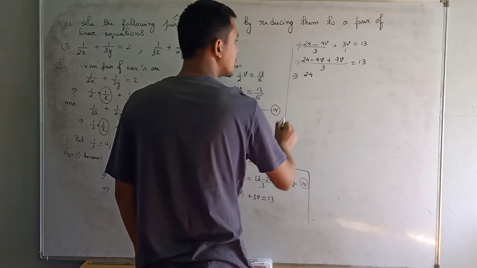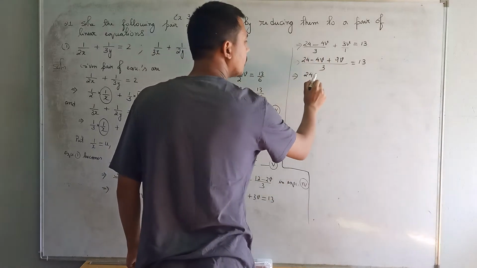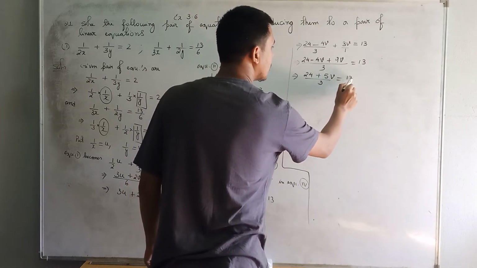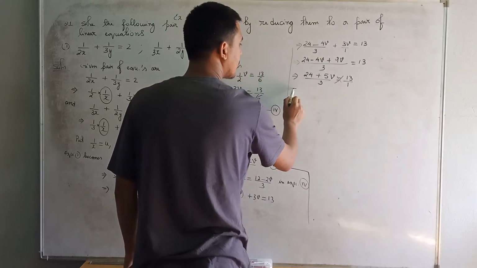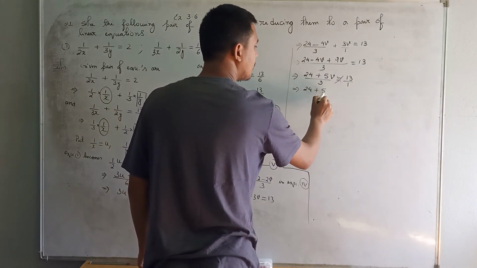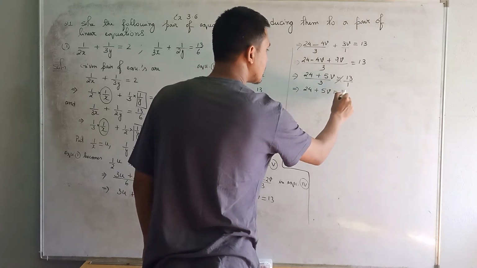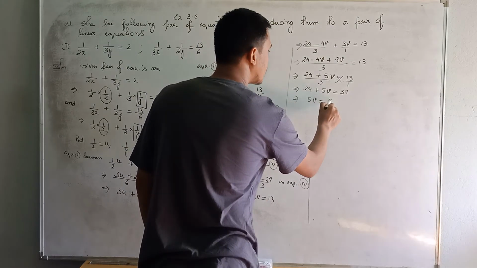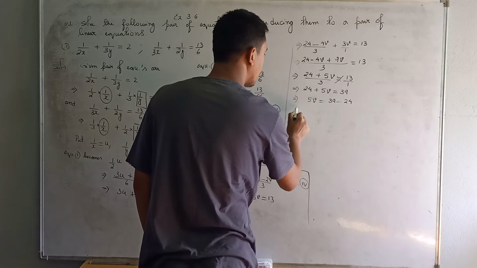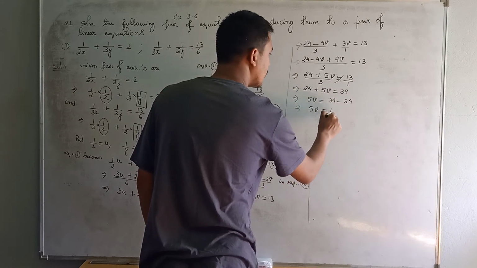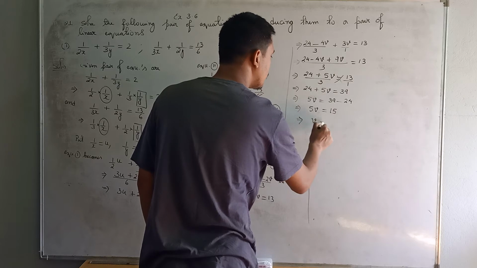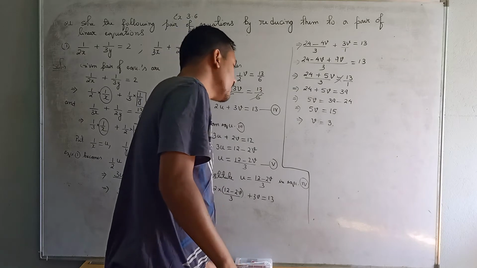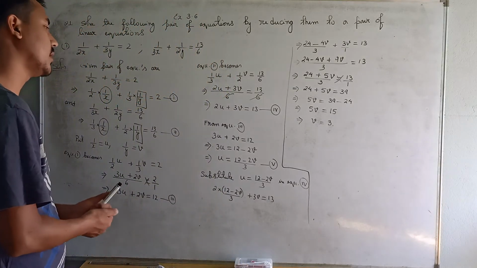So 24 as it is, 9v minus 4v, plus 5v upon 3 is equal to 13. Now we can cross multiply. 24 plus 5v is equal to 13 times 3, which is 39. Right? So 5v is equal to 39 minus 24. So 5v is equal to 15. So that gives you v to be 3. Alright? So the value of v has been obtained to be 3. I hope it's correct.